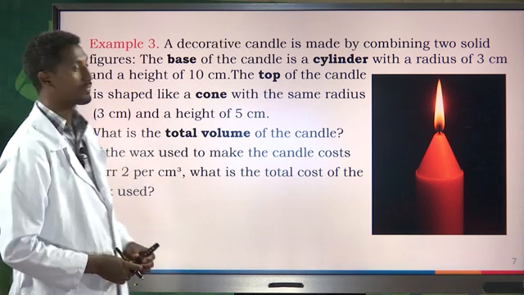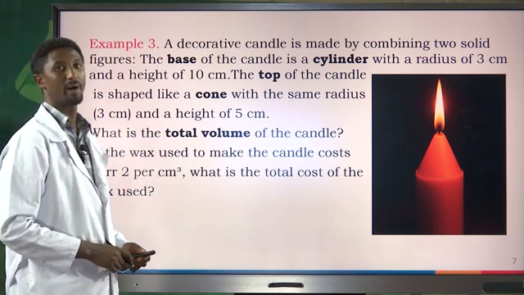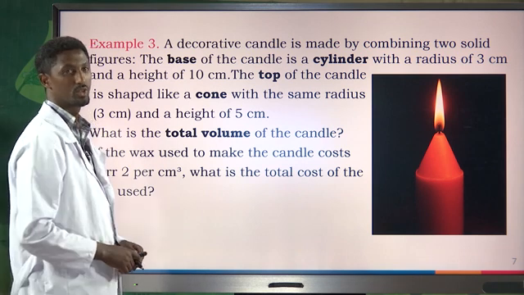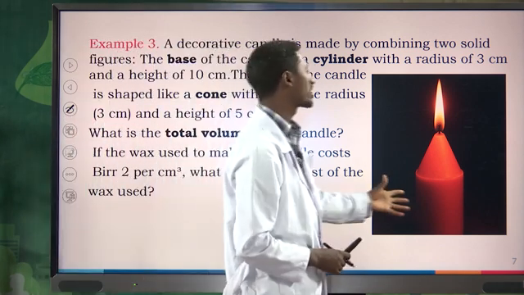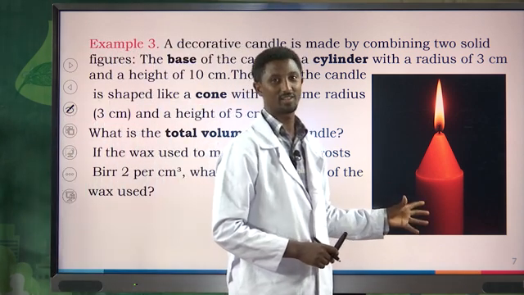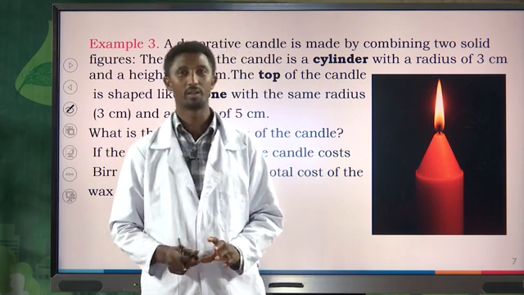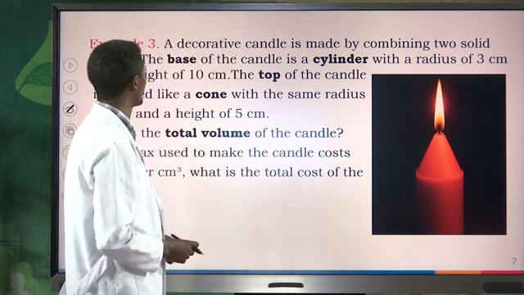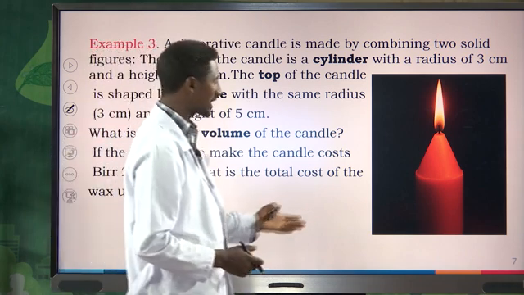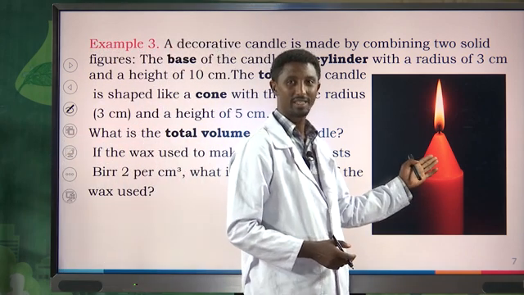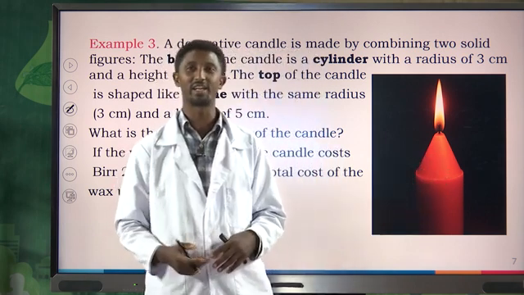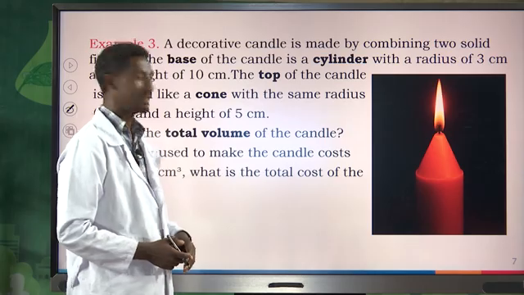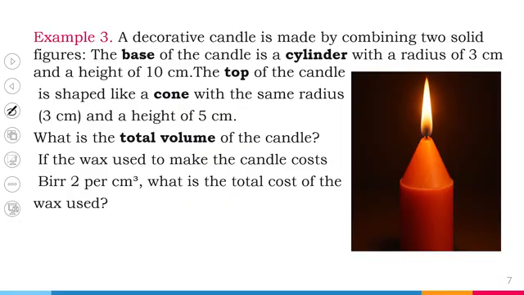Example 3. A decorated candle is made by combining two solid figures. The base of a candle is a cylinder. You can observe here a decorated candle, which is made by combining two solid figures. The one is a cylinder, which is the bottom one. The top looks like a cone. So the base of a candle is a cylinder with base radius 3 centimeter, and the height of this cylinder is 10 centimeter.